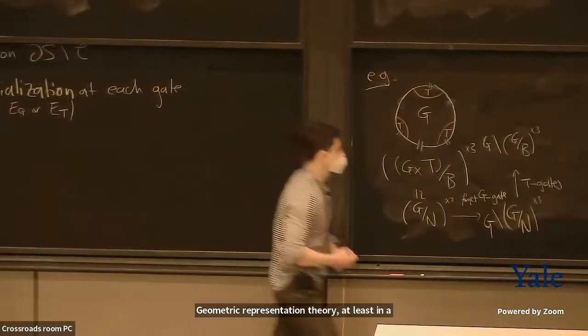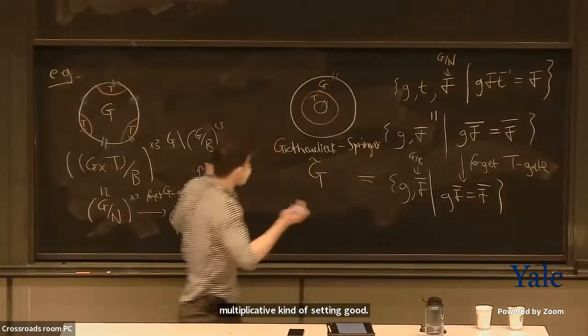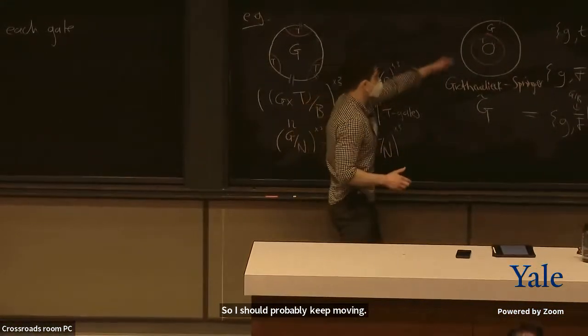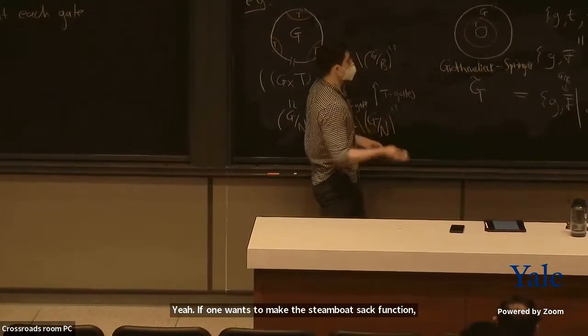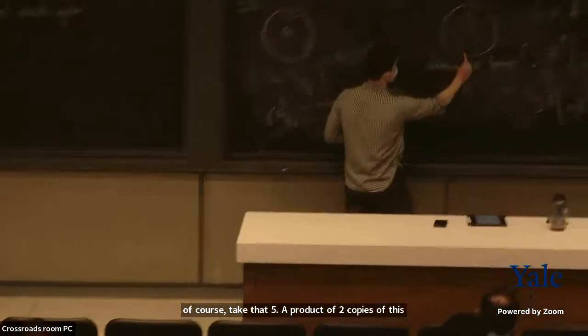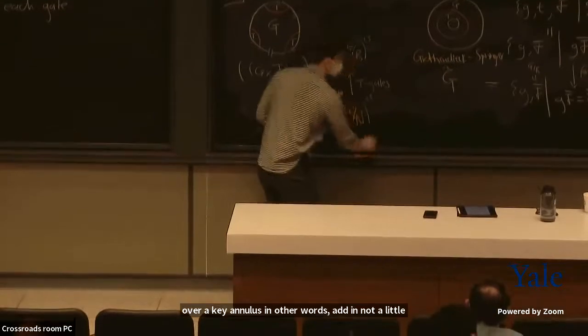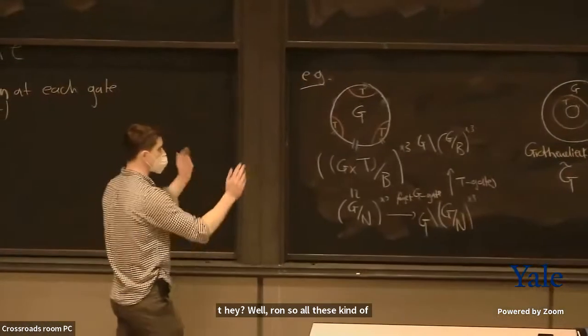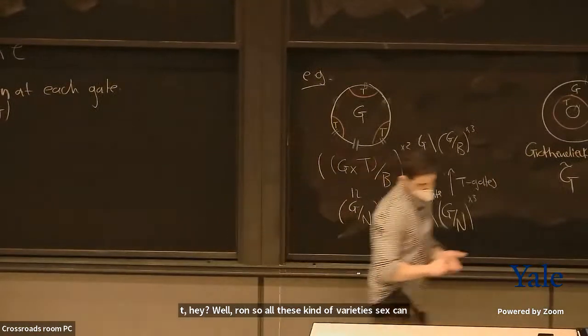Okay. Good, so I should probably keep moving. You can also do, if one wants to make the Steinberg stack, one could of course take the fiber product of two copies of this guy over a G annulus. In other words, add in another little T halo around. Anyway, all of these varieties and stacks can be very naturally understood in this setting.